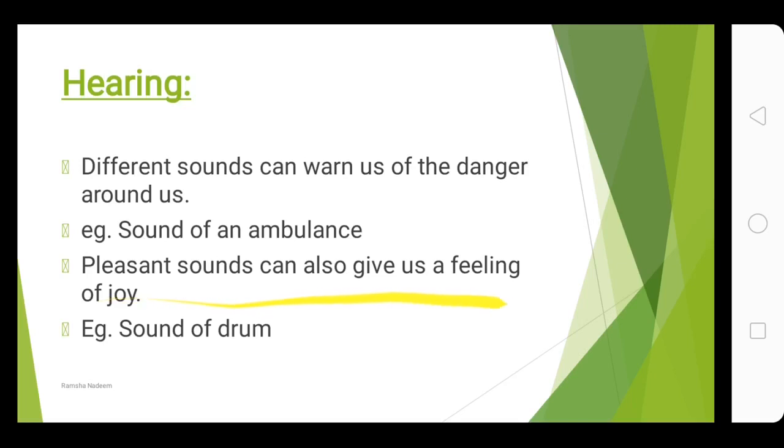Pleasant sounds can also give us a feeling of joy. For instance, we go to a wedding, there are different bands, the drums, maybe the violin or pianos. Okay? So we just get to know from the sounds of those instruments that it is an event of joy or entertainment. Okay?